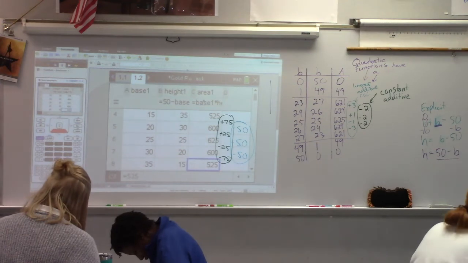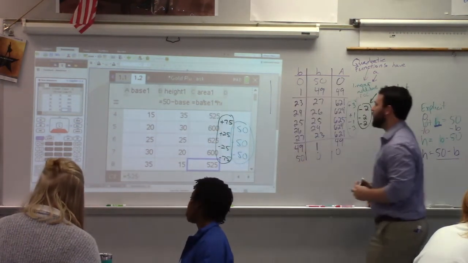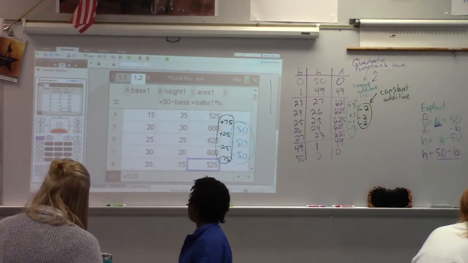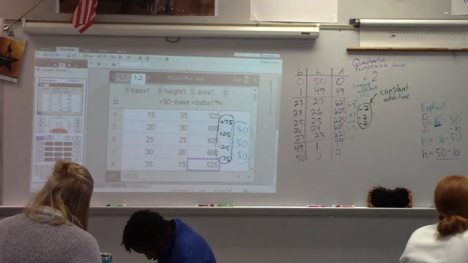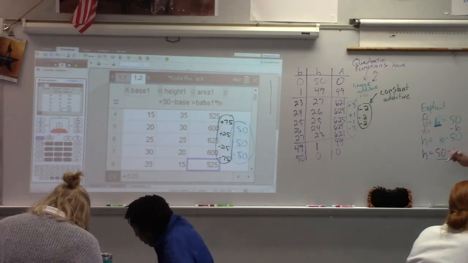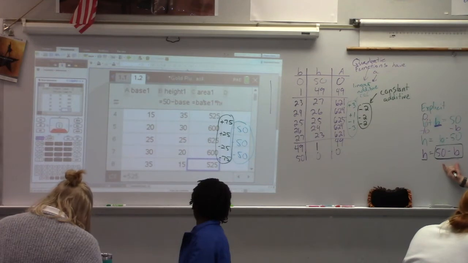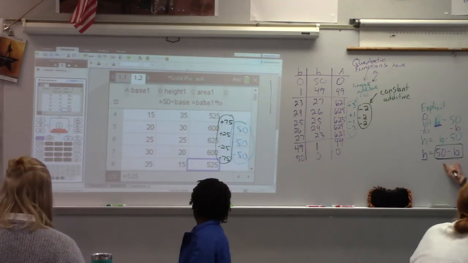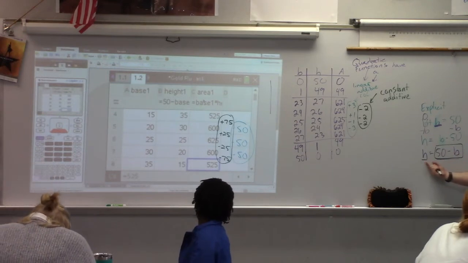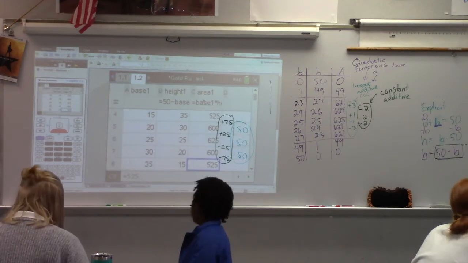Right. So we can actually use this information right here to help us significantly in getting an equation. Notice how we said area is equal to base times height? How many variables do we want though? One. Just one. But I've already found out that the height is equal to 50 minus the base. So what could I substitute 50 minus the base in for? H. See how it's equal to the height? So that 50 minus the base can be substituted in for height.